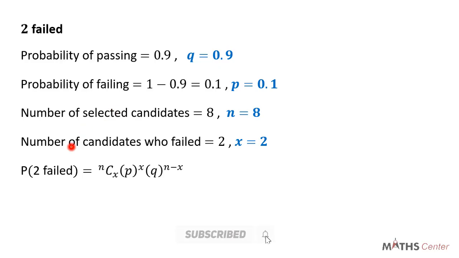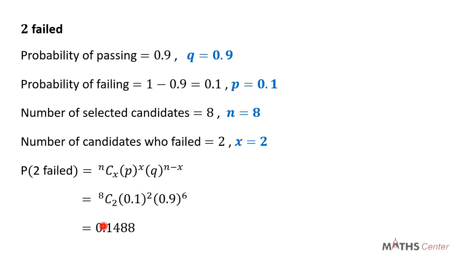Let's consider the third situation, that is 2 candidates failed. If 2 candidates failed, then the number of candidates who failed is equal to 2, so x is 2. Failing is success, so p is equal to 0.1. Passing is failure, so q is equal to 0.9. The number of candidates that were selected is n, so n is equal to 8. When you substitute that here, you have 8 combination 2, 0.1 exponent 2, 0.9 exponent 6, and this gives us 0.1488.